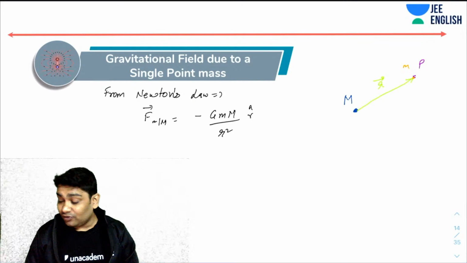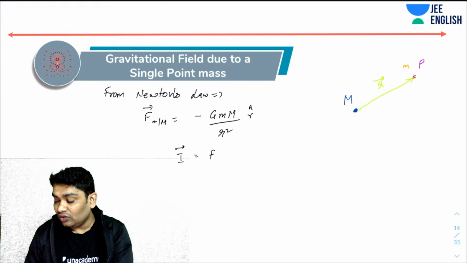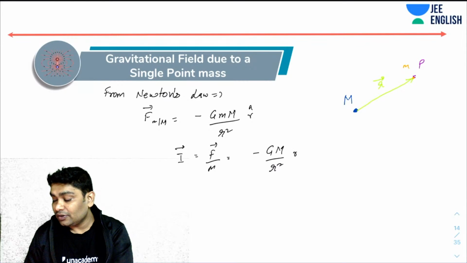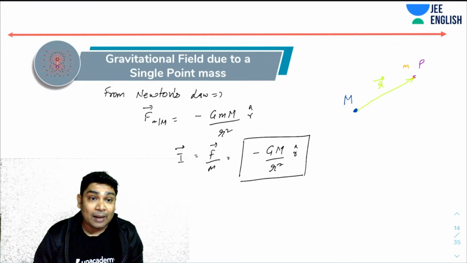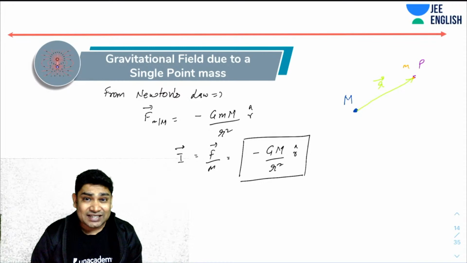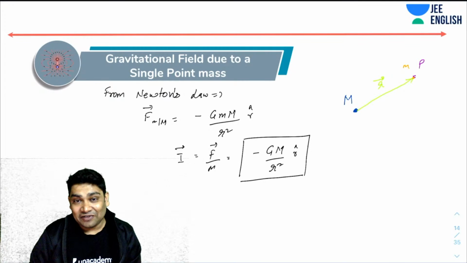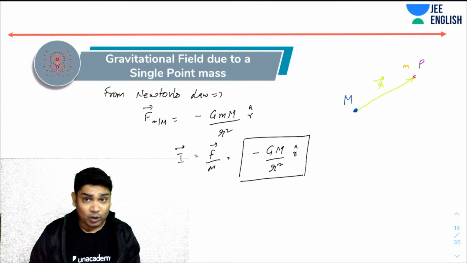Anyhow, now I know how to calculate the gravitational field intensity, and I know that the I vector would be F vector over small m. So my gravitational field intensity is minus GM over r square r cap. So I realize that at any point in space, the gravitational field produced by a mass of capital M is dependent on the mass itself and inversely proportional to the square of the distance. Just like Newton's laws, the gravitational field intensity varies. So this was our gravitational field due to a single point mass.